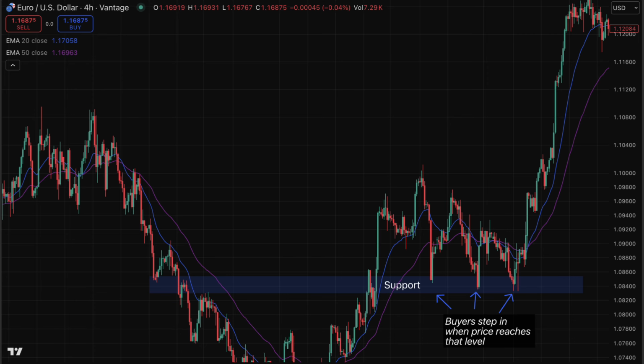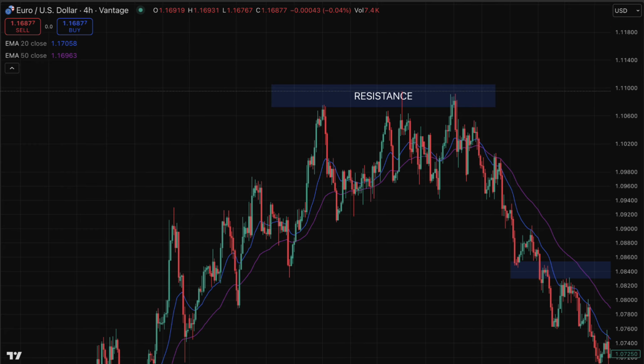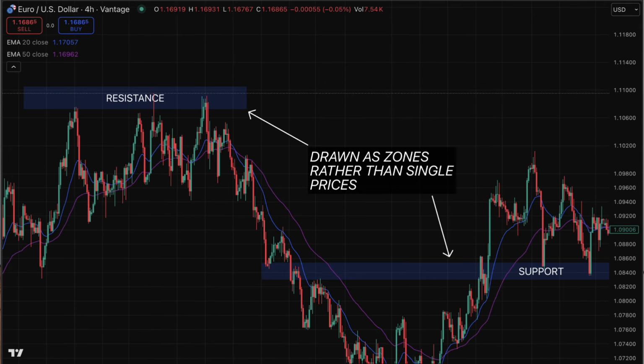The next part of our technical analysis is support and resistance. Support is a price area where buyers have repeatedly stepped in, and resistance is a price area where sellers have repeatedly stepped in. Now, you'll draw these as zones rather than single prices because real markets often probe slightly above or below before deciding whether they're going to respect that support or resistance.